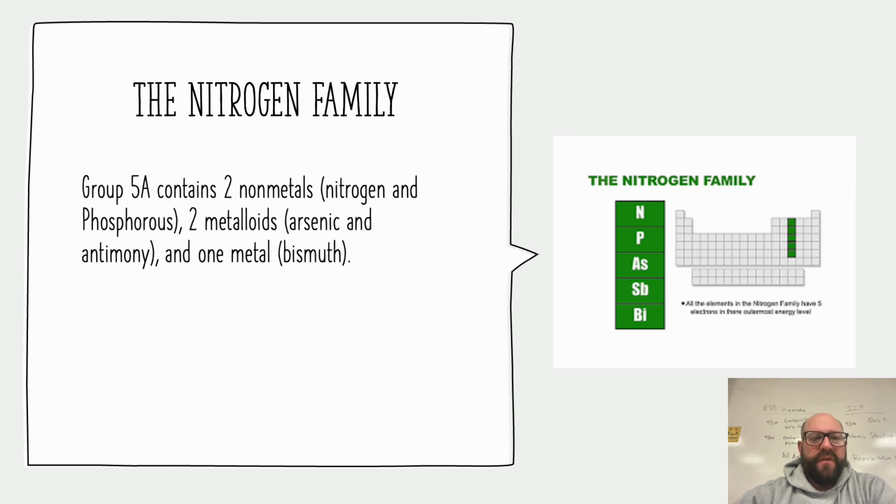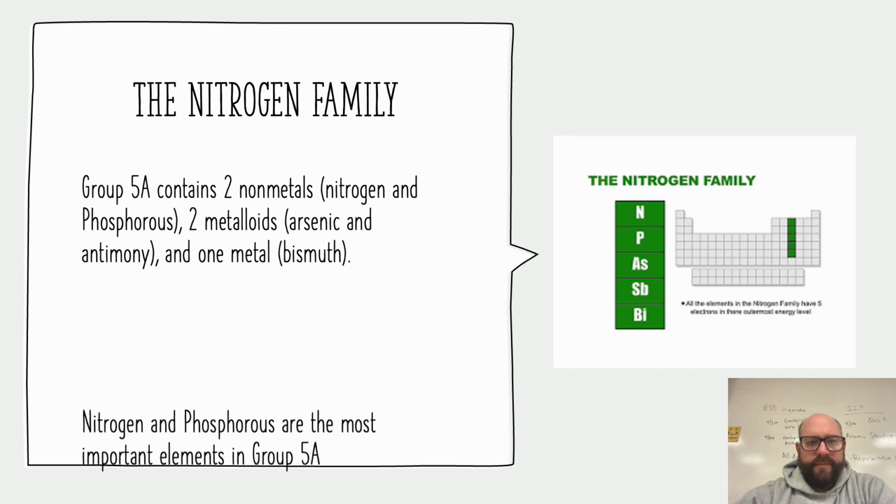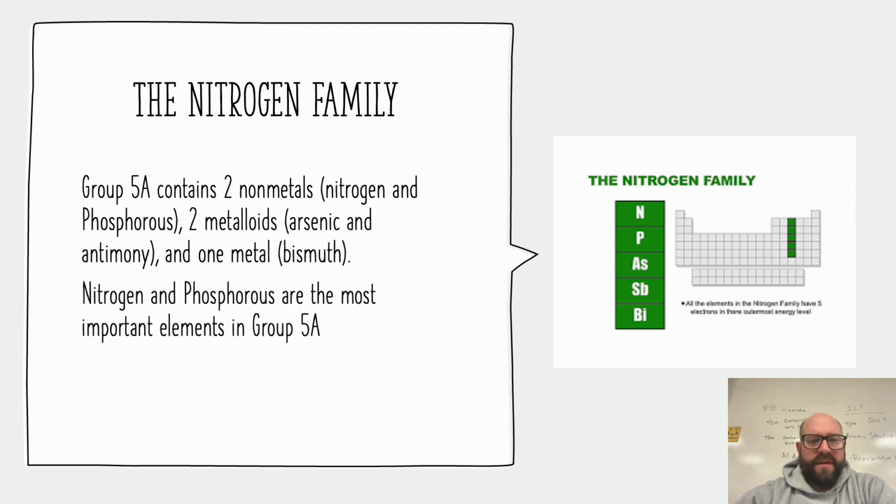Group 5A contained 2 nonmetals, nitrogen and phosphorus, 2 metalloids, arsenic and antimony, and 1 metal, bismuth. Nitrogen and phosphorus are the most important elements in Group 5A. Group 5A includes elements with a wide range of physical properties. Despite their differences, all the elements in Group 5A have 5 valence electrons.